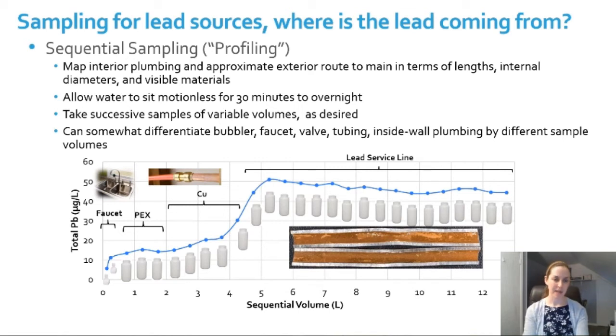Here we have total lead by the sequential volume. For the faucet, 2 smaller volume samples. These were 250 milliliter samples that were collected to capture the faucet in this particular residence, and then the plumbing changed to PEX, to copper, and eventually to the lead service line. And so you can see that our lead levels do increase as we get into the lead service line.